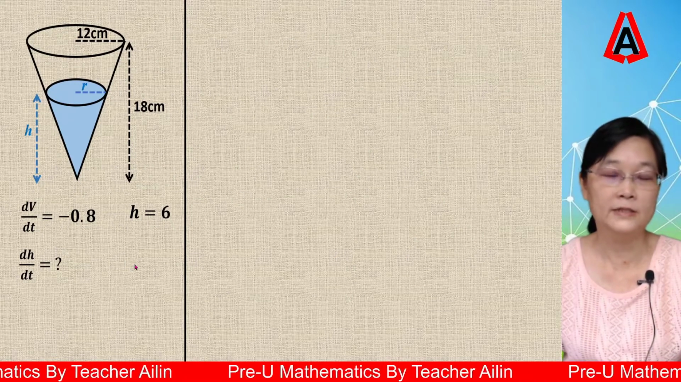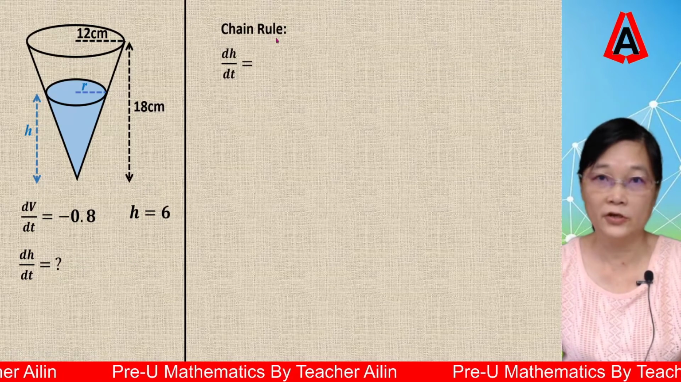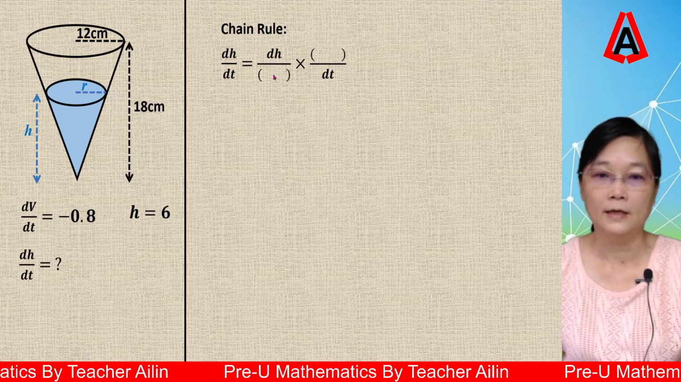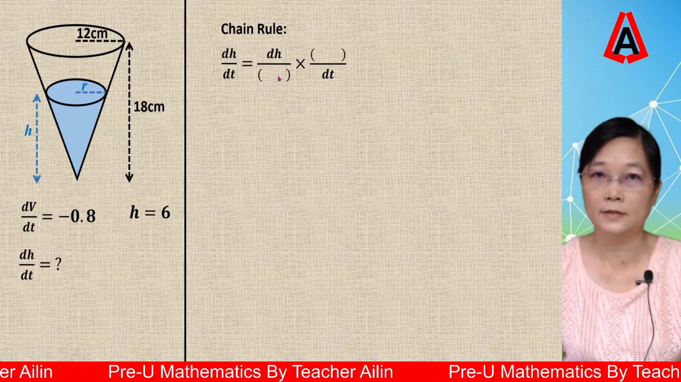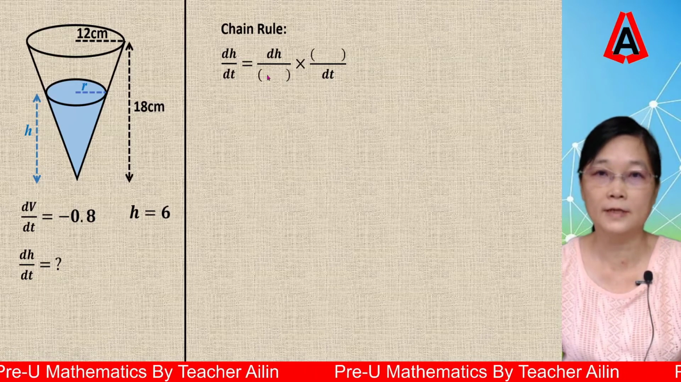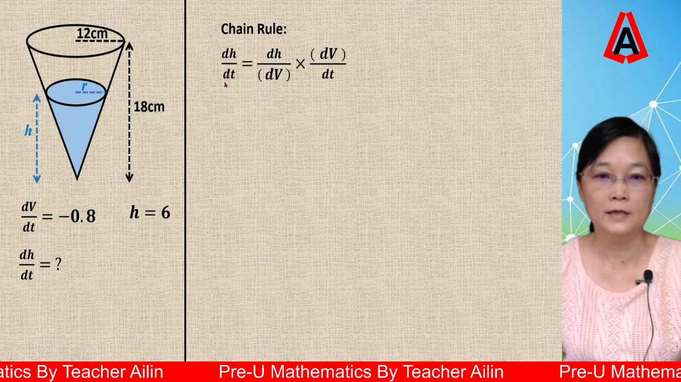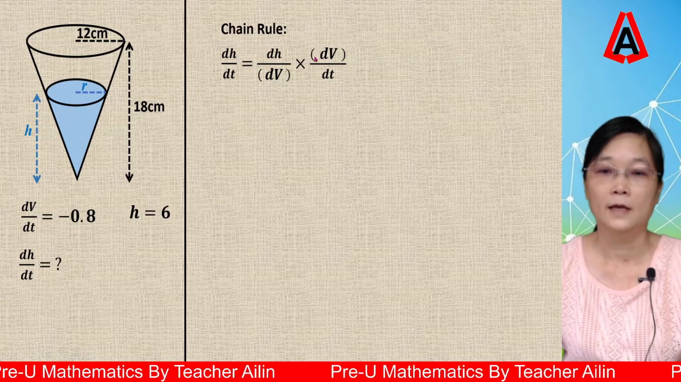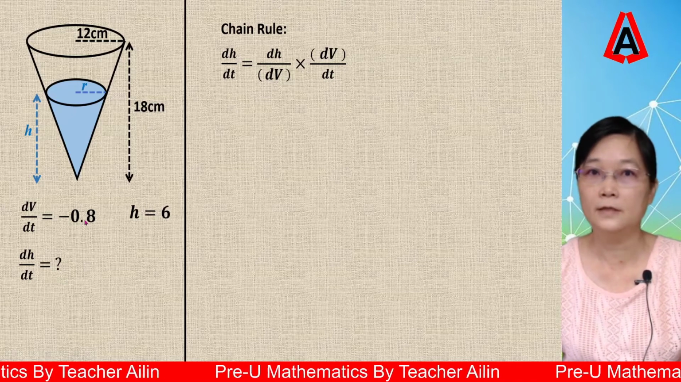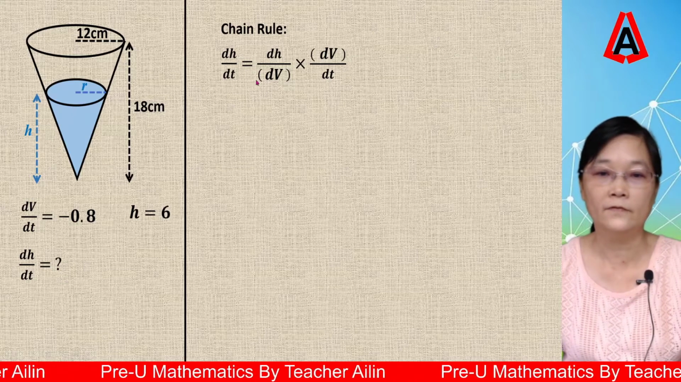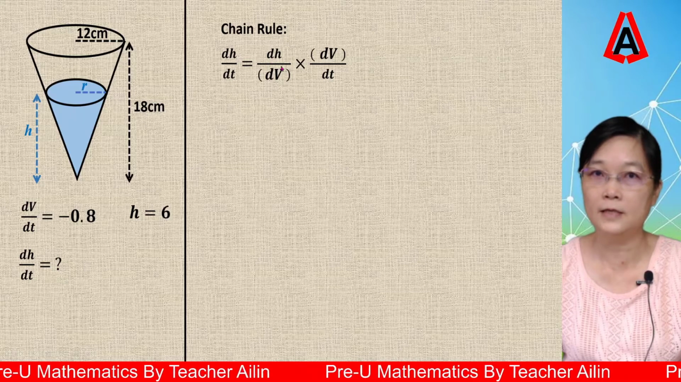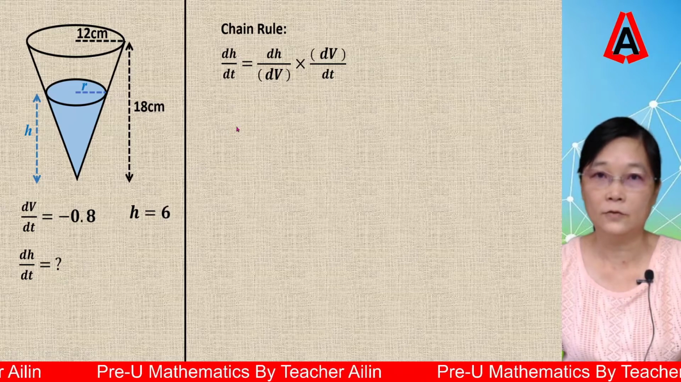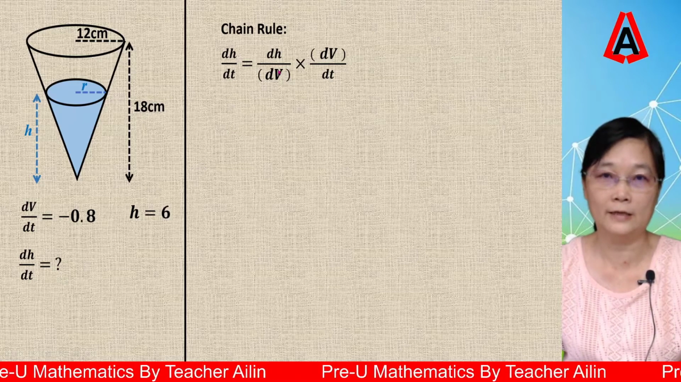To find dH/dt, now I'm using the chain rule. First, I separate the variables H and T, and in between I put in another variable in this question, that is V. So dH/dt is equal to dH/dV times dV/dt. The value of dV/dt is already given in the question. So to find the answer, now I need dH/dV. To find dH/dV, I need an equation that relates H and V.